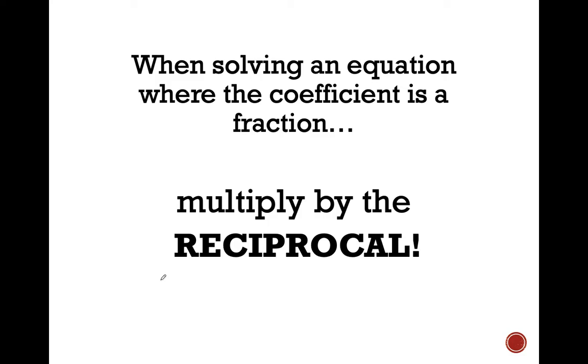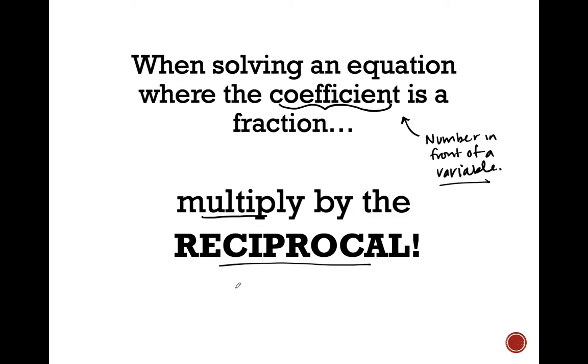So the directions here, at the top of your second page, say: when solving an equation where the coefficient is a fraction, multiply by the reciprocal. Now this has a lot of vocabulary terms in it, so let's break this down a little bit. Remember, the coefficient is the number in front of a variable. So if the number in front of a variable is a fraction, we're going to solve this problem by multiplying by the reciprocal.